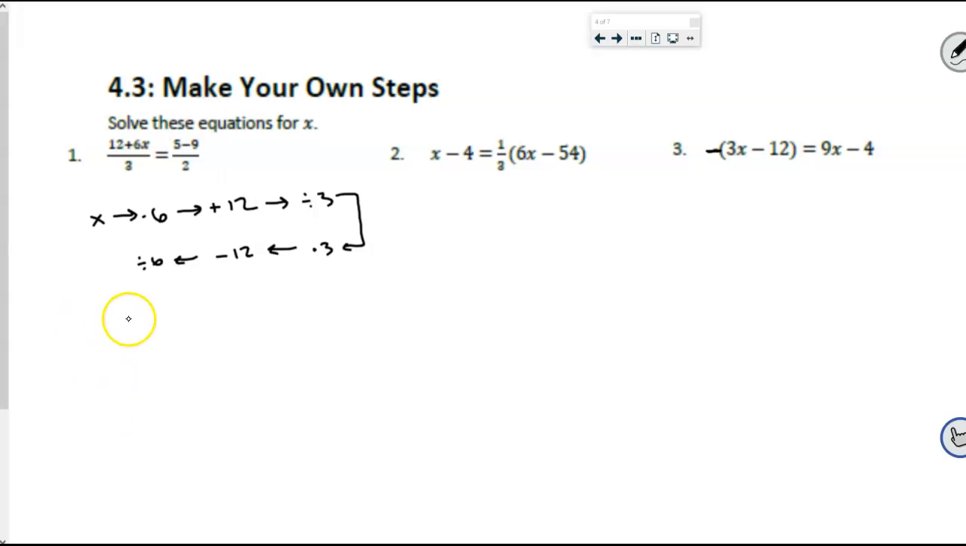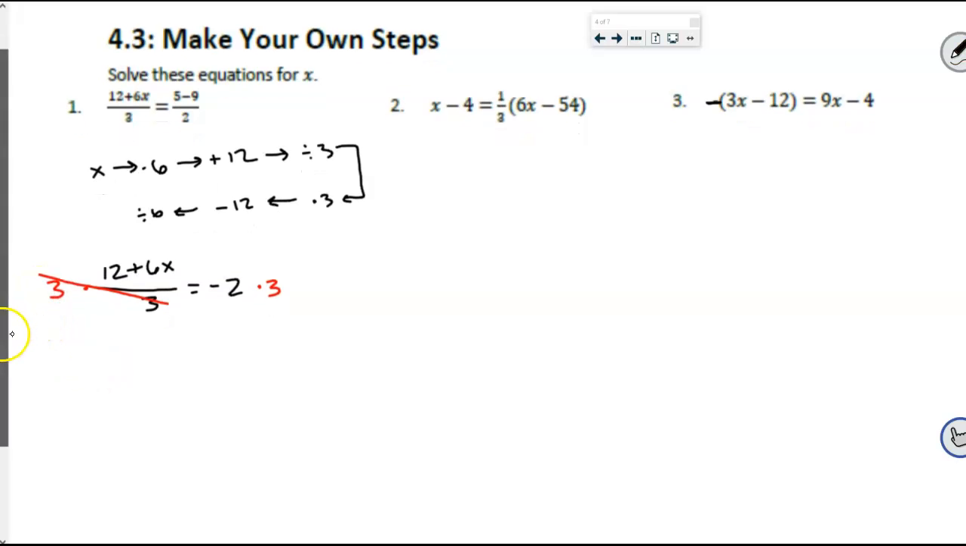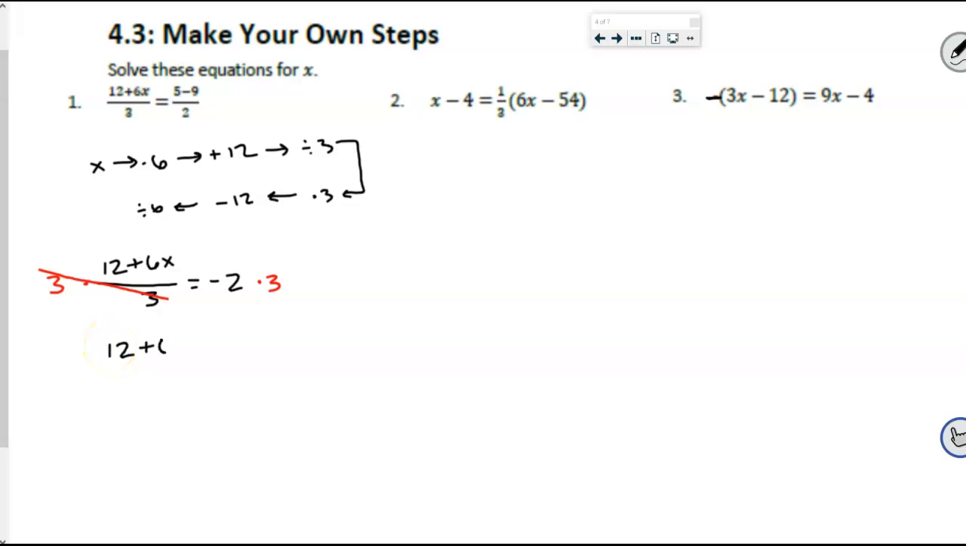Okay, let's do that. So 12 plus 6x divided by 3 is equal to 5 minus 9, negative 4, divided by 2 is negative 2. So now, when I am multiplying each side by 3, as Emery suggested, the right-hand side multiplied by 3 is a lot easier to manage. We don't have to worry too much about what happens here. The whole reason I'm choosing to multiply is specifically to undo that division, so I know that is taken care of, all undone. And it leaves me with 12 plus 6x is equal to negative 2 times 3, which is negative 6.